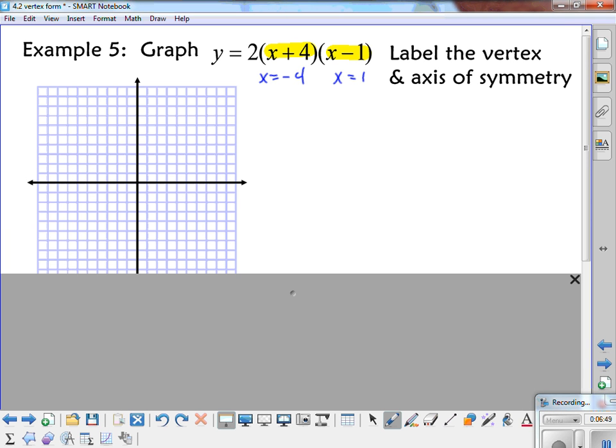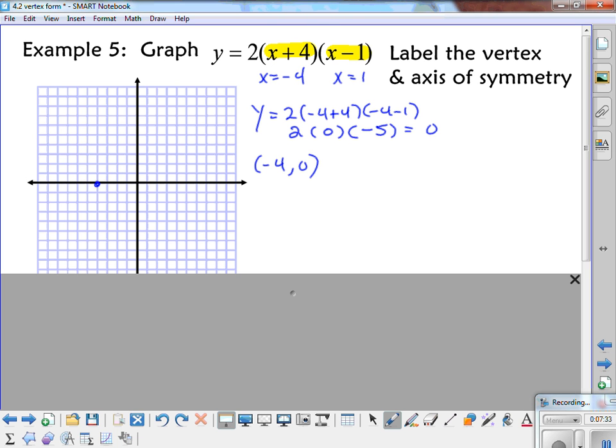Positive 1. Okay, so if I make x equal to negative 4, I'm going to have 2 times 0 times negative 5, aren't I? Well, here I skipped a step. Let me not skip the step. I'm going to have y equals 2 times negative 4 plus 4 times negative 4 minus 1, right? If I plug in a negative 4. And that's where I got the 2, and then that becomes 0, and that becomes negative 5. So what's it equal? 0. And that's what we were expecting, right? Because we were trying to make those things equal to 0, and anything times 0 is 0. So we've got the point negative 4, 0.